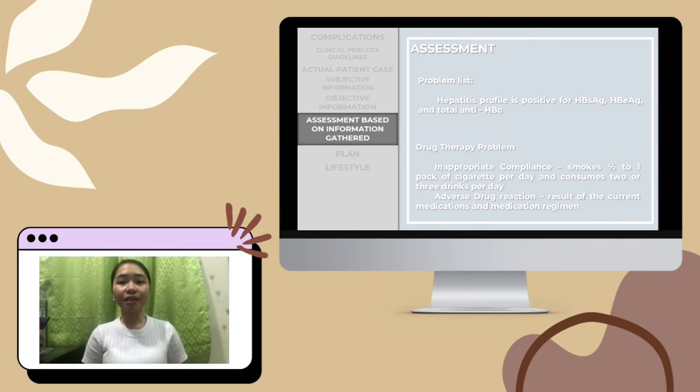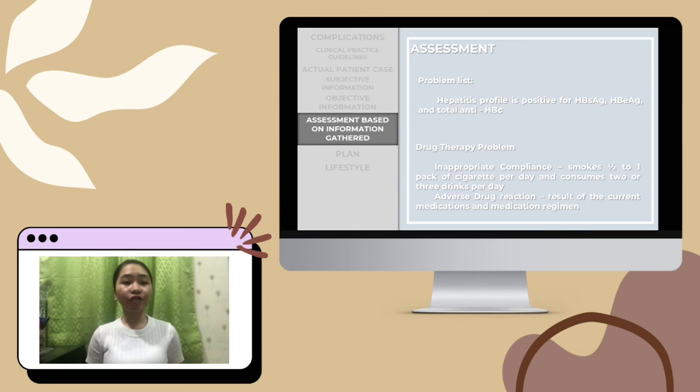Included in the problem list was the result of the hepatitis profile of the patient, indicating that he is positive for HBsAg, HBeAg, and anti-HBc. For the drug therapy problem, there are two specific drug therapy problems that we have identified. First is inappropriate compliance. According to the case, the patient is smoking 1/2 to 1 pack of cigarettes per day and consumes 2 or 3 drinks per day.